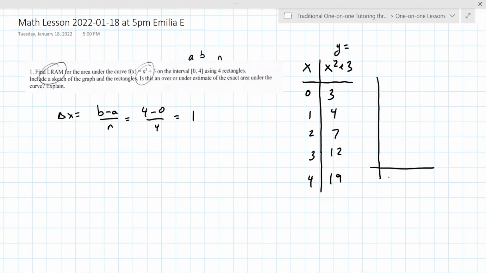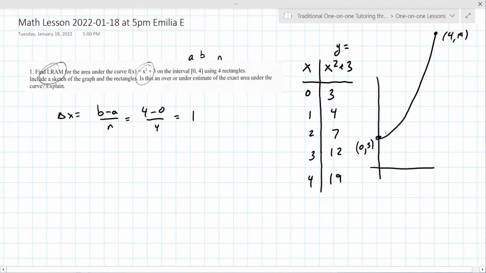It would have to go up 19 spaces, which I don't have room for here, but you'd want to somehow indicate that. 4, this is 4, 19, and this is 0, 3, and potentially all the points in between. Okay. Was that part okay, or were there any issues there? Yeah, that makes sense. All right.